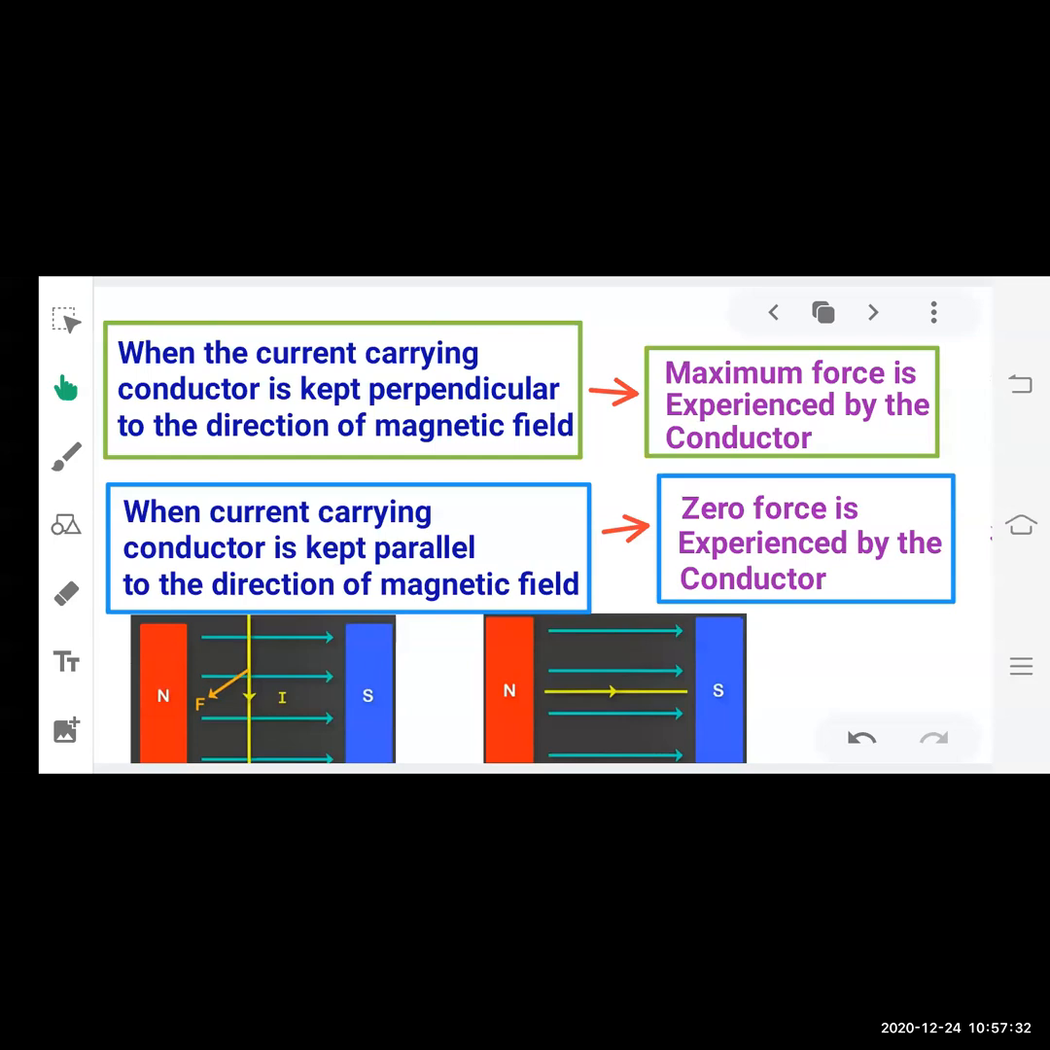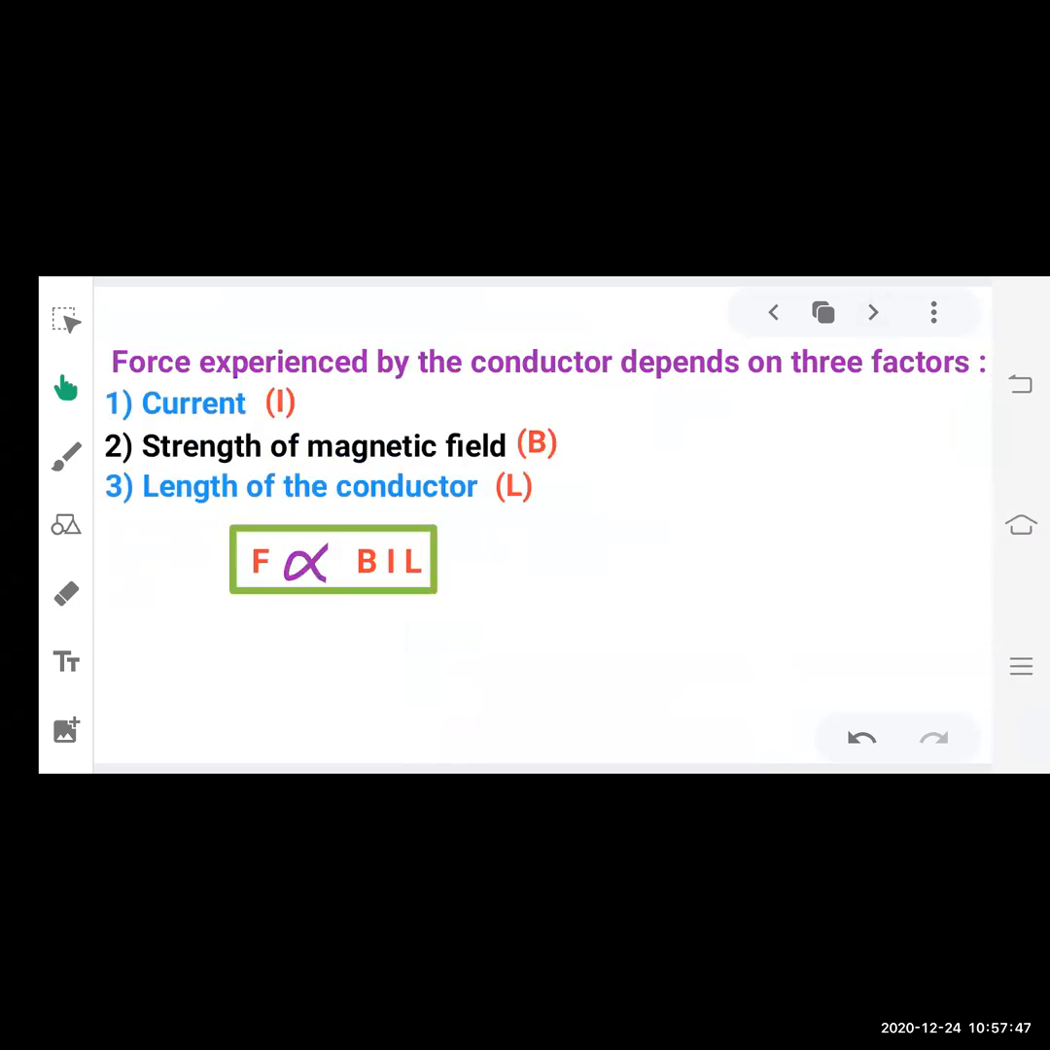So you have to remember the maximum force and the zero force. Zero force when the magnetic field and current carrying conductor are parallel to each other. Maximum force when they are perpendicular to each other. Understood? Now, force experienced by the conductor depends on three factors.